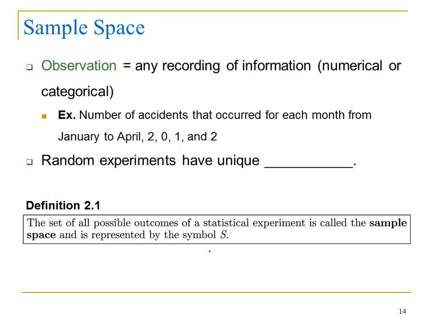So, starting with an observation: an observation is any recording of information. It could be numerical or categorical. For example, the number of accidents that occurred for each month from January to April. It could be 2, 0, 1, and 2. So this basically is saying that in January we had 2 accidents, in February we had 0, and so on, and in April we had 2.